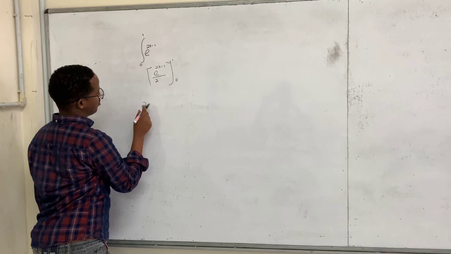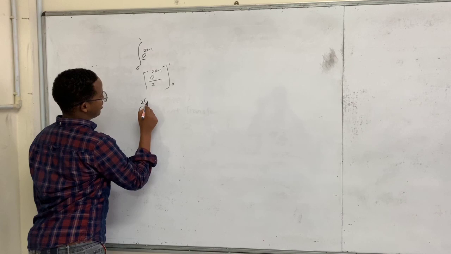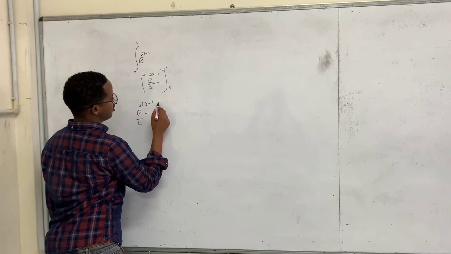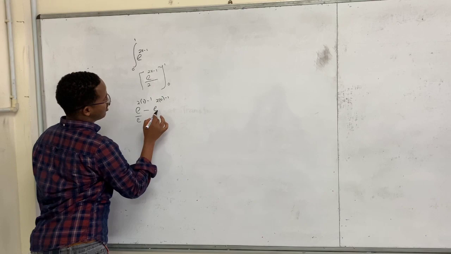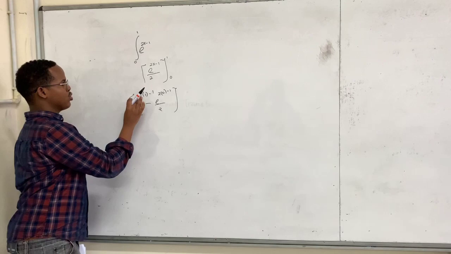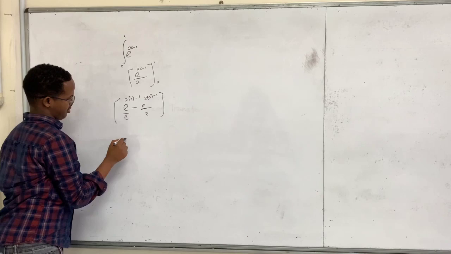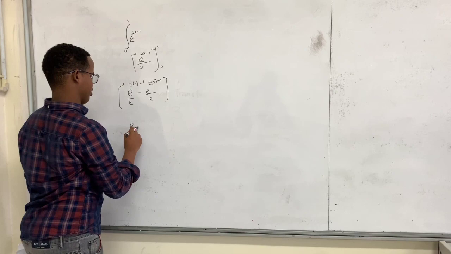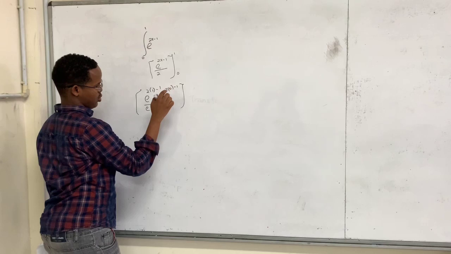For example, e power 2 times 1 minus 1, this one is the upper limit, minus 1 by 2, then e power 2 times 0 minus 1, divided by 2. 2 times 1 is 2, minus 1 it will be 1, so e to the 1, we can write it or also remove it. On this side, 2 times 0 is 0, minus 1, so it becomes e to the minus 1 divided by 2.